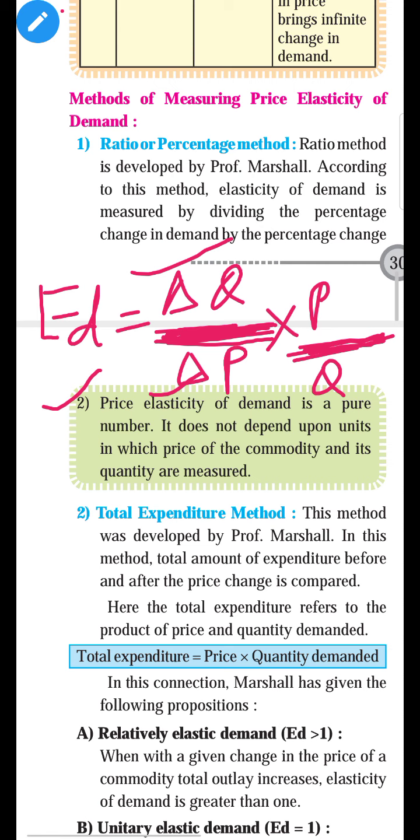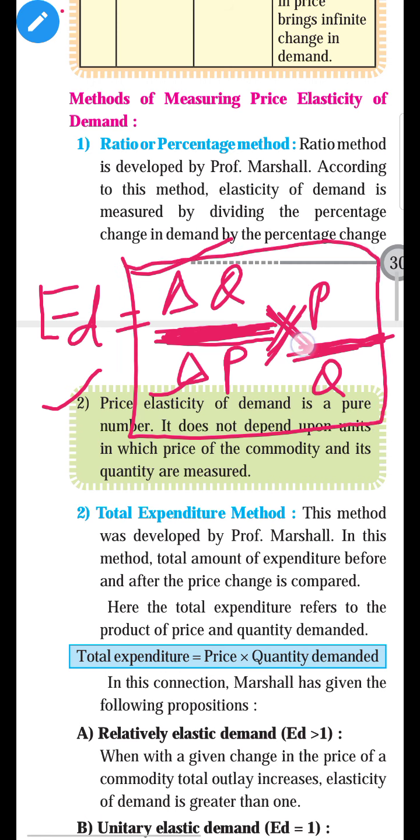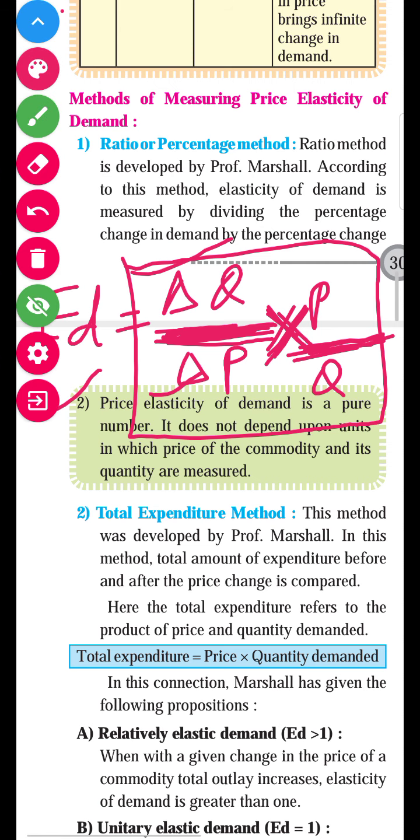This method is also known as the arithmetic method. Why? Because while solving this sum, we use mathematical signs like multiplication, division, plus or minus. In this formula we have used the division sign and the multiplication sign. That's why it's called the arithmetic method. On the basis of this formula, we will solve further sums.